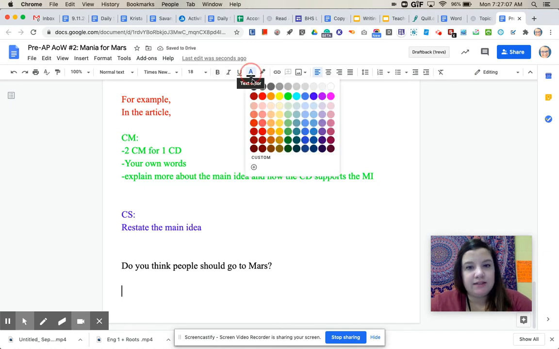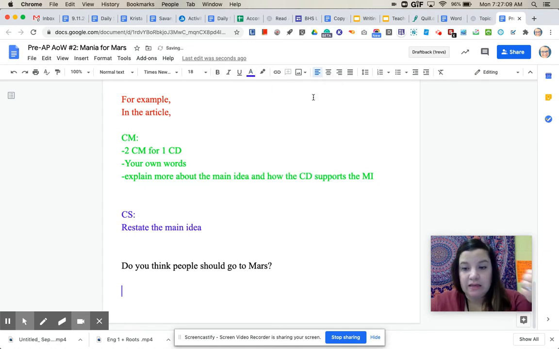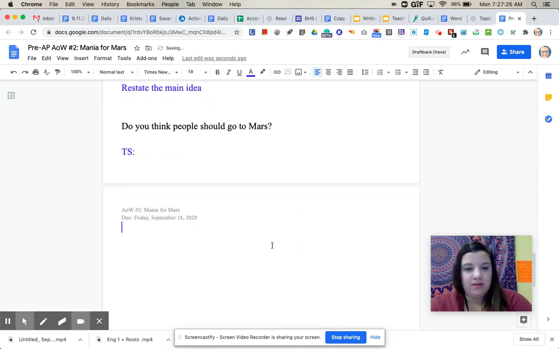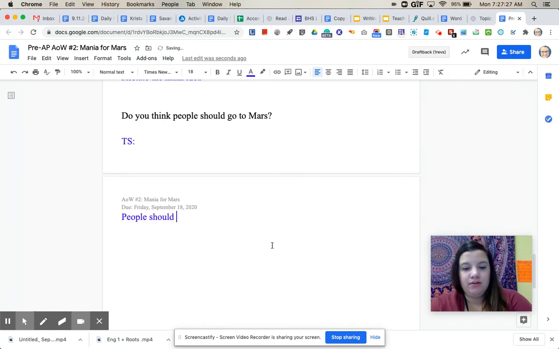For your topic sentence in this one, you have a couple of choices. You could say, yes, they should, or no, they shouldn't. But either way, you don't want to say, I think, because it makes your argument sound weak. So for your topic sentence, you could have something like, people should attempt to visit Mars, or humans should not attempt to visit Mars. You could have either opinion based on what you read.